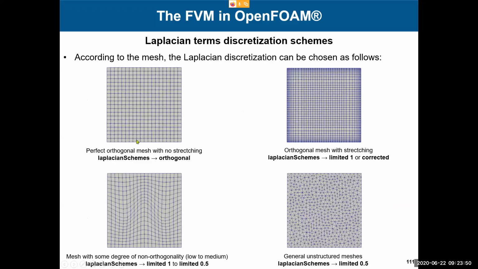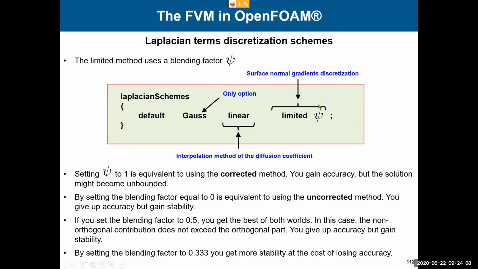Okay, so usually for orthogonal meshes you put it in, then limited one or corrected is just for the non-uniform meshes, but also non-orthogonality. And then you go like this for structured meshes, it's just recommended limited 0.5. Okay, so you have there your recipe. Here you can play around, but here go limited 0.5.